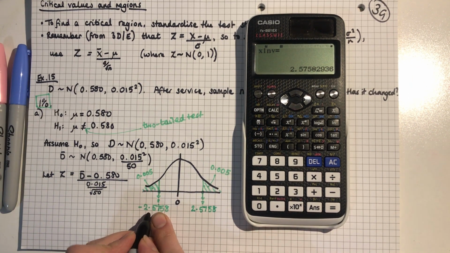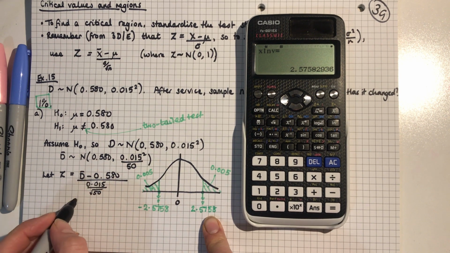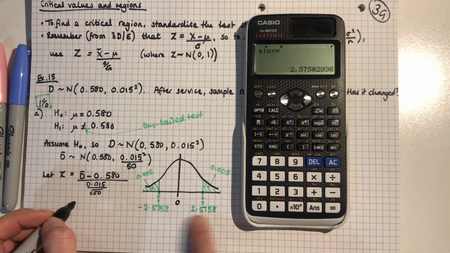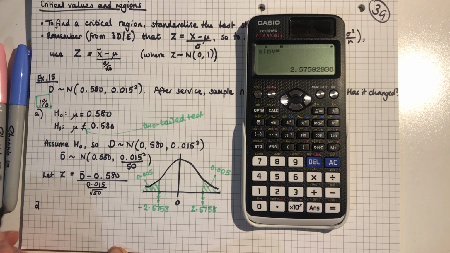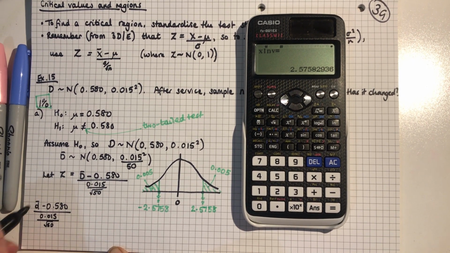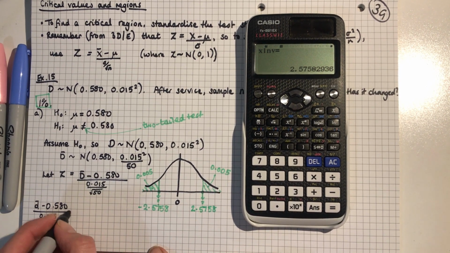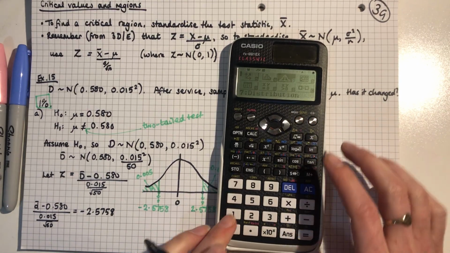So what I need to do now is work out the value of d bar, or the mean of d, that produces this and that produces this. So I'm going to put this expression here equal to each of these values independently. So at the lower end, I have d bar minus 0.580 over 0.015 over root 50. And notice I've used a lowercase d here because I'm not looking at the whole distribution, I'm looking at an individual value on it, equal to minus 2.5758.